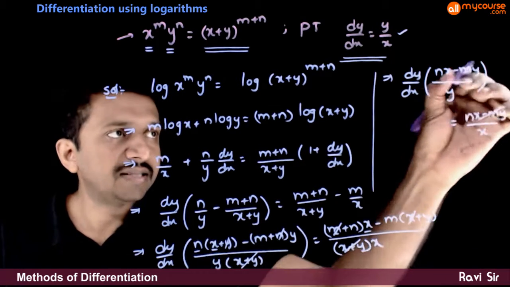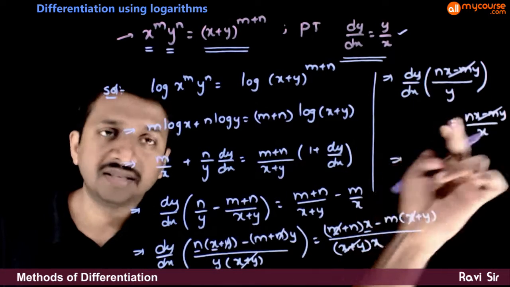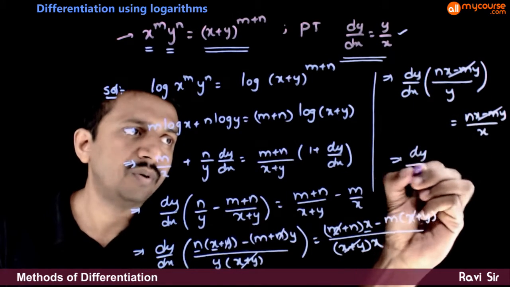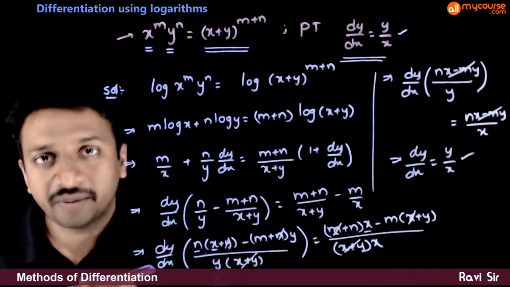So as you can very clearly see, these two are getting cancelled. So dy by dx into 1 by y is equal to 1 by x. So if you do the cross multiplication, dy by dx is equal to y by x.